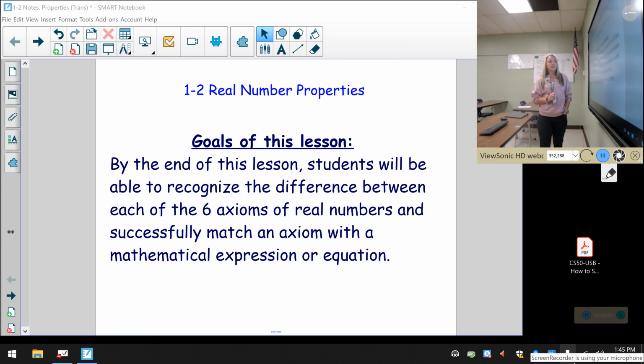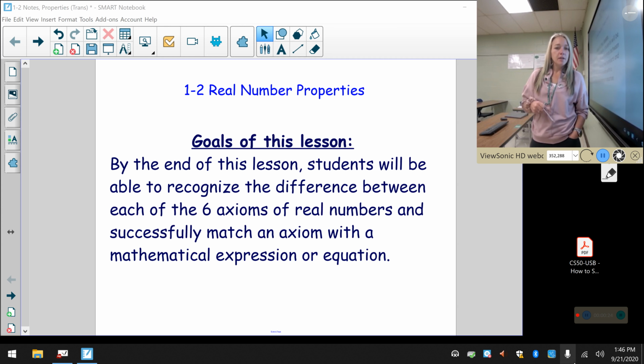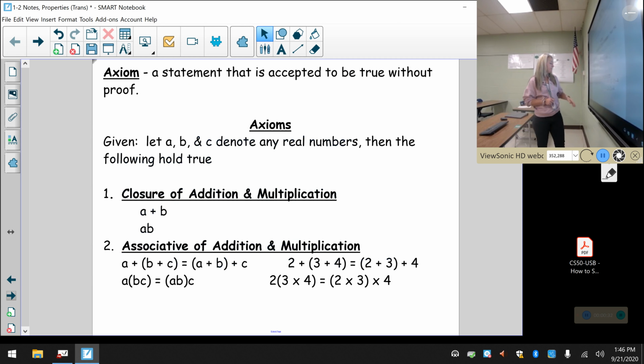Chapter 1, Section 2. We're going to skip Section 1. We're going to go straight to Section 2. This is called real number properties. The goal of the lesson is by the end of this lesson, students will be able to recognize the difference between each of the 6 axioms of real numbers and successfully match an axiom with a mathematical expression or equation. Basically, we're going to review the properties that you've seen for quite some time, and we're going to practice them. And when you see them, you'll probably remember most of them.